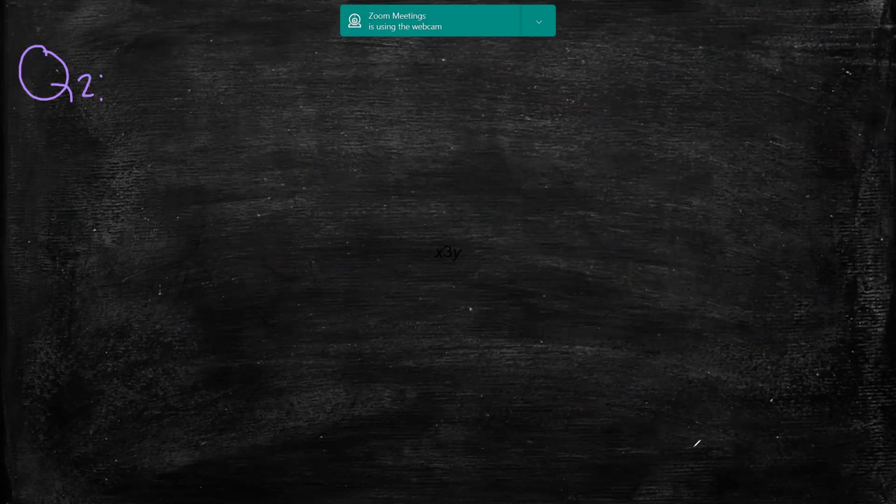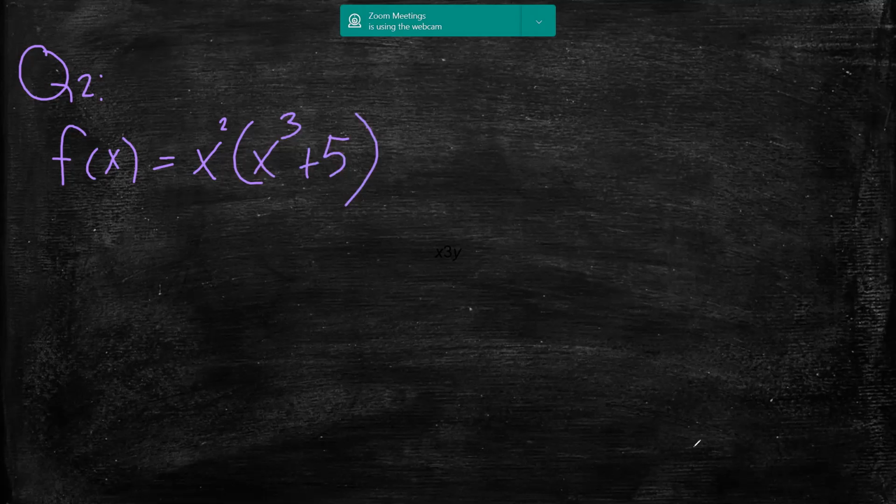Find f prime of x. f of x is equal to x squared times x cubed plus 5. Here now, f prime of x, as we see, we have to use the product rule.